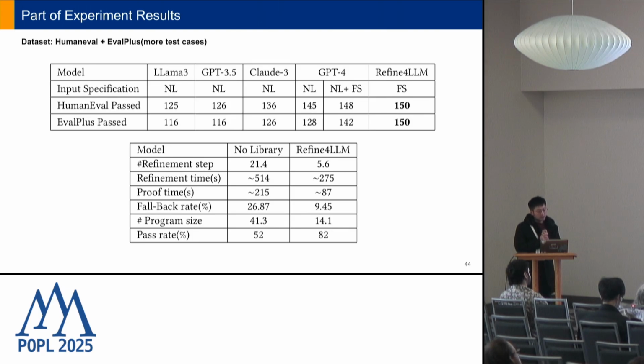So our results show that we can save much time and pass more test cases, and we can show more robust code because with the EvalPlus dataset that has more test cases, we will not decrease the pass rate.